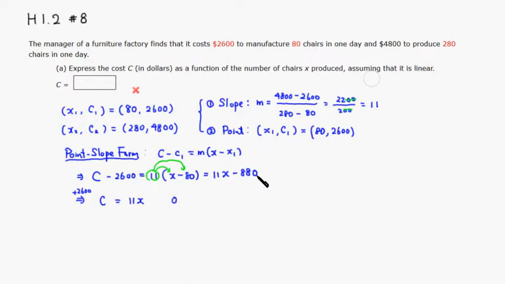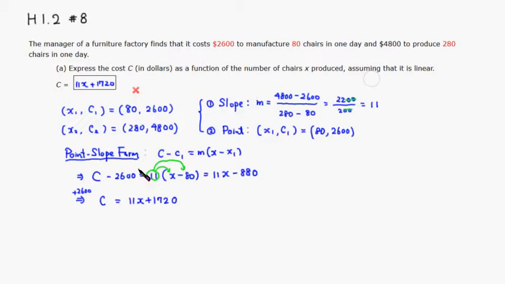Zero minus 0 is 0, and 0 minus 8, we have to borrow 1. Then 5 minus 8, you have to borrow again, so it's going to be 7, and there's going to be 1 left, so it's 1720. So this is the function: 11x plus 1720.